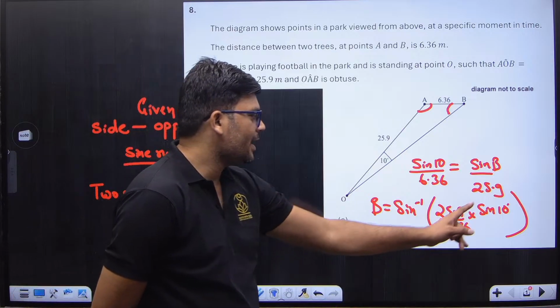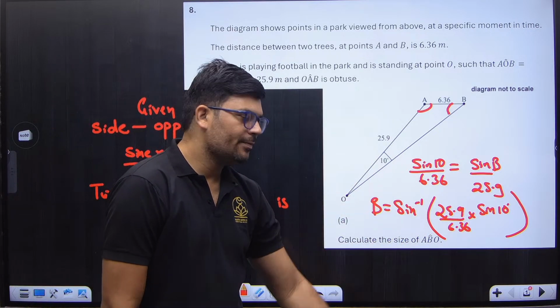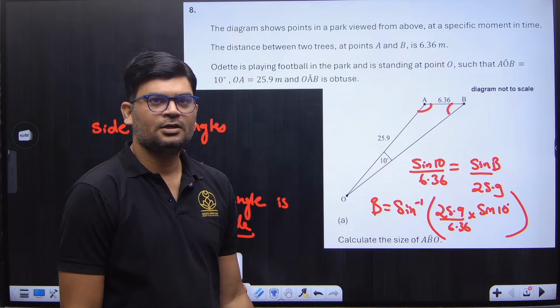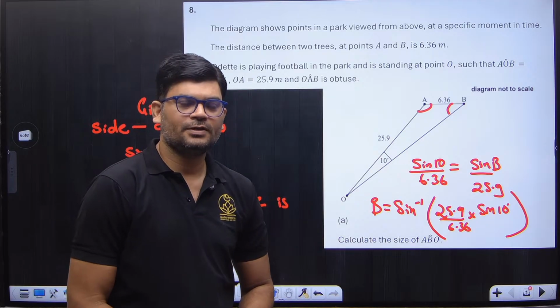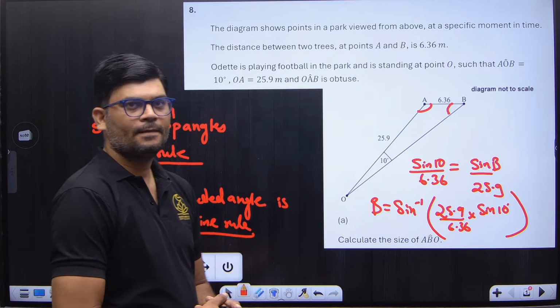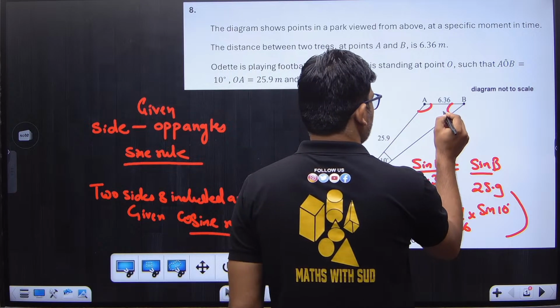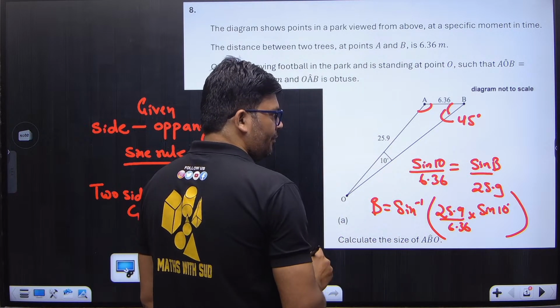So first find angle sine 10 degree, write it down, then multiply it by 25.9, then divide it by 6.36, then whatever you will get, write it down and then find the sine inverse of that angle. I got approximately 45 degrees. Wonderful, 45 degrees. So this is 45, this is 10, 55.